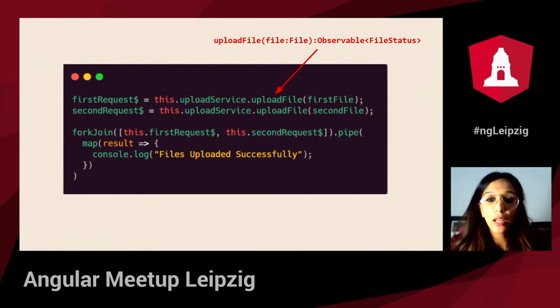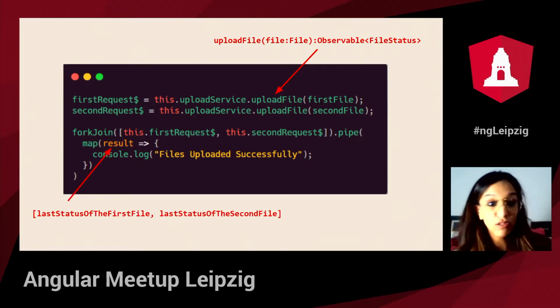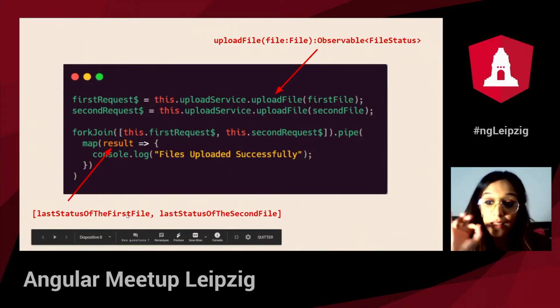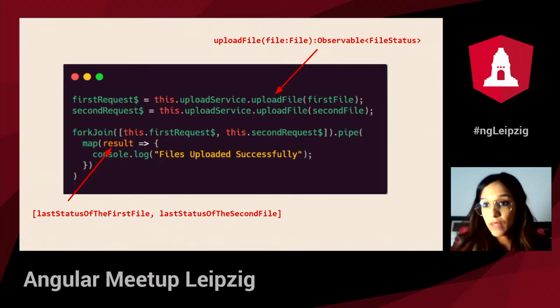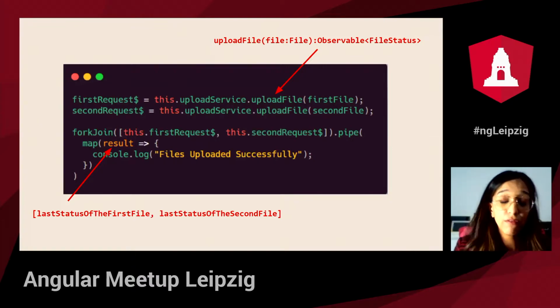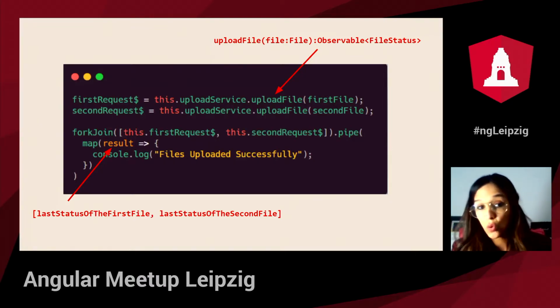Just launch, okay? When I subscribe to this, I launch the process: go do your job and tell me what happens later. And this is the result. You will receive an array which contains, respectively, the last status of the first request, the last status of the second request, etc. And I'm just logging "files uploaded successfully." Yeah, and the stream will complete.